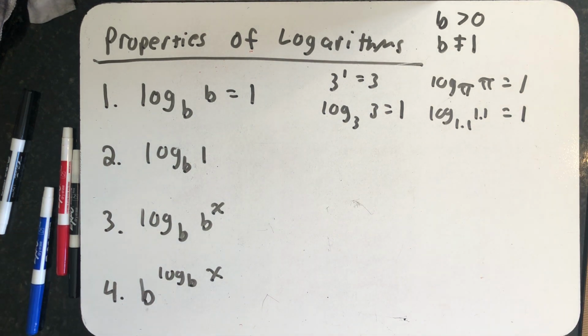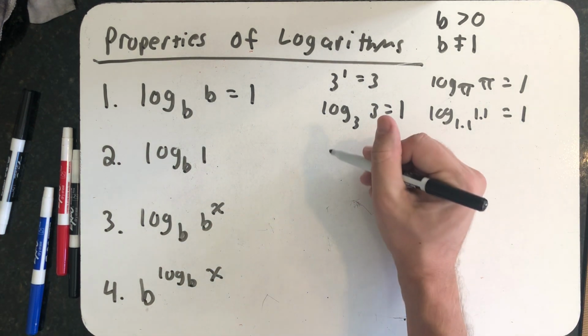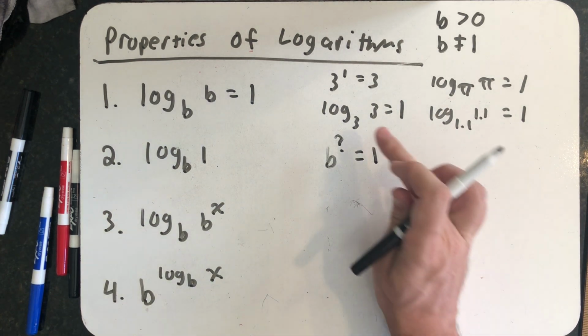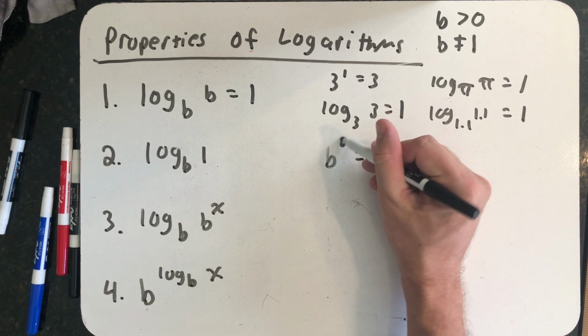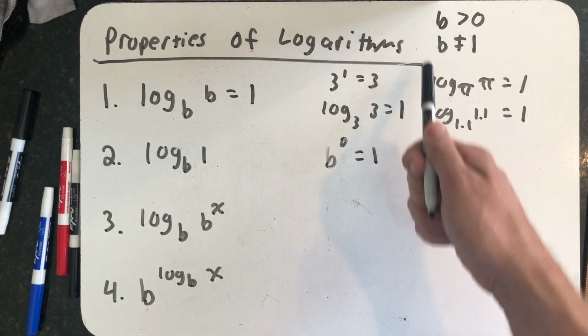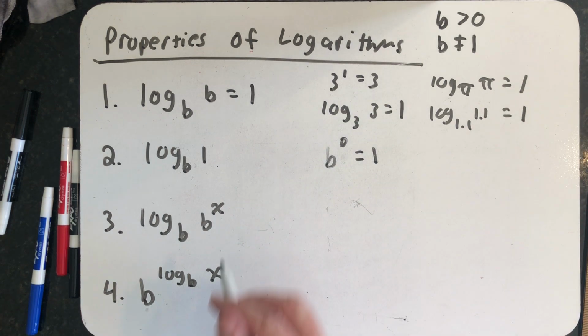Log base b of 1 asks me what power do I raise b to in order to get 1 back? Well, that's what raising something to the 0 power does, as long as b itself isn't 0. And we've already ruled that out by saying b has to be larger than 0.